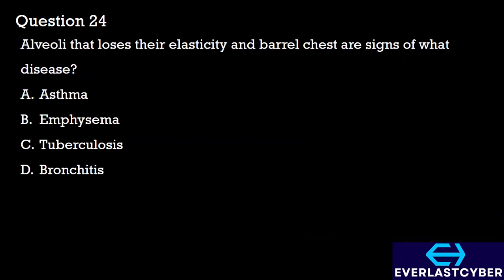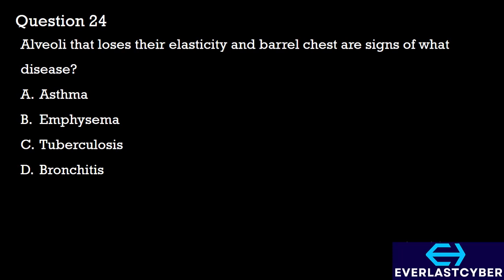Question 24. Alveoli that lose their elasticity and barrel chest are signs of what disease? A. Asthma, B. Emphysema, C. Tuberculosis, D. Bronchitis. Asthma involves inflammation and narrowing of the airways, but it does not affect the alveoli or lead to a loss of lung elasticity.